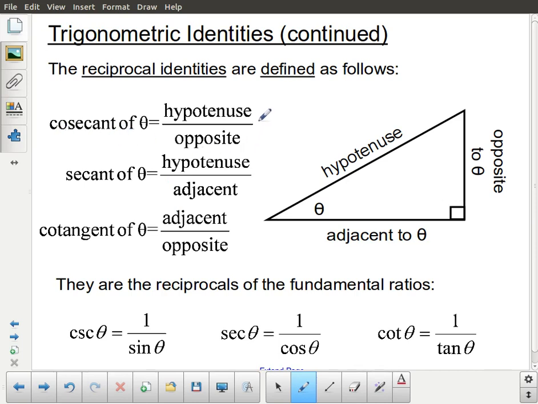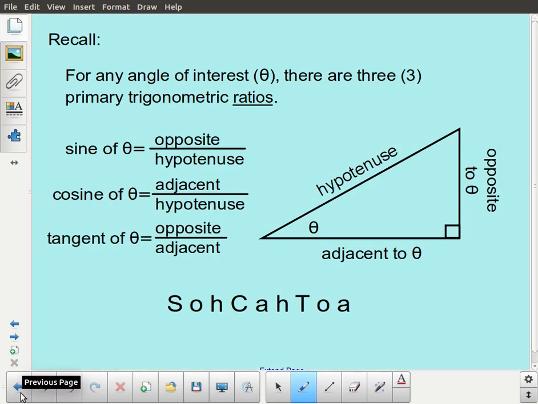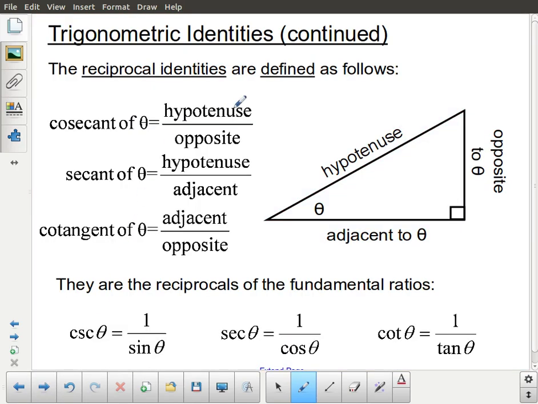You'll notice here, at first you might think that this is exactly the same slide that I showed you on the previous page. But the previous page has sine as opposite over hypotenuse, whereas on this page, I now have hypotenuse over opposite. So what I've done is I have flipped. When I had sine of theta as opposite over hypotenuse, now if I take the reciprocal, I end up with hypotenuse over opposite. That's given this new name called cosecant.